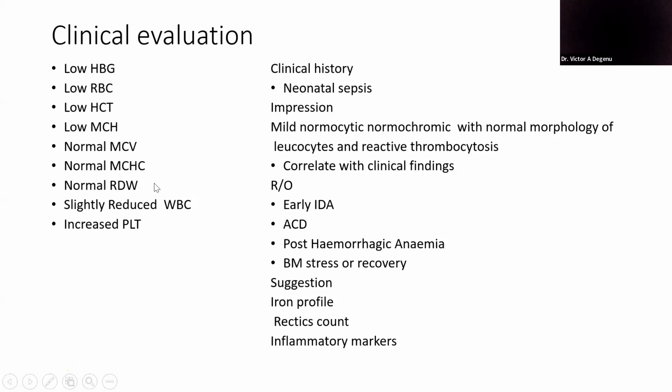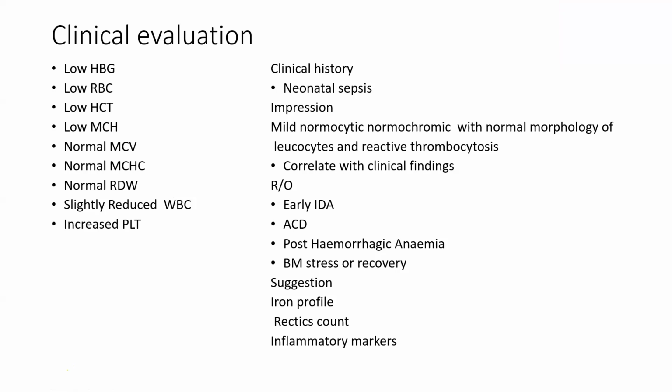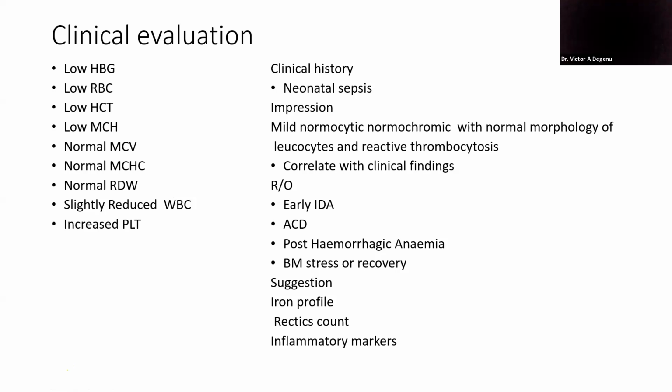Yes, for me, in early iron deficiency, these parameters are normal. MCHC and RDW are usually normal in early iron deficiency. But because HB is low, RBC is low, PCV is low, MCH is low, that is where the suspicion of anemia of chronic disorder came in.